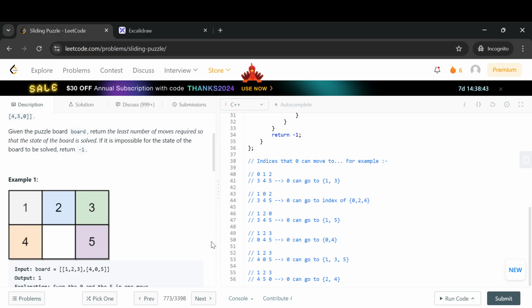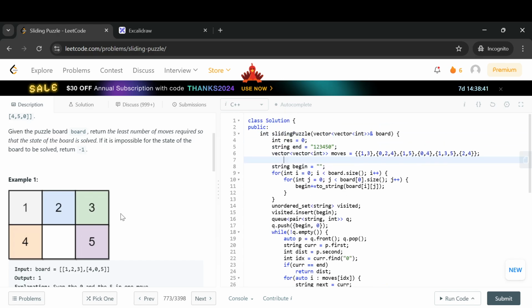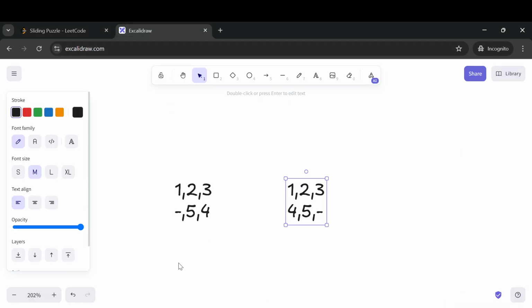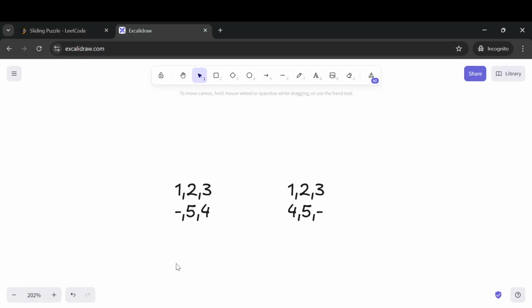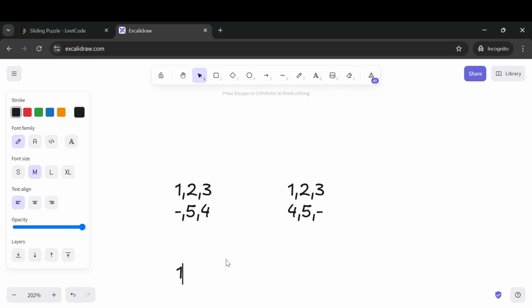What they have done here is convert the complete 2 cross 3 matrix into a 1D array. So if we have a matrix like this, then it looks like this: 1, 2, 3, and 0 is represented by the empty space, and then 5, 4. And your end goal is to reach 1, 2, 3, 4, 5, and then 0.